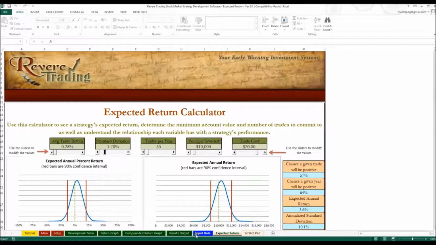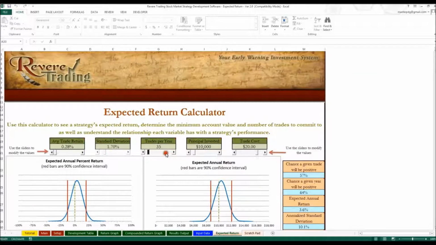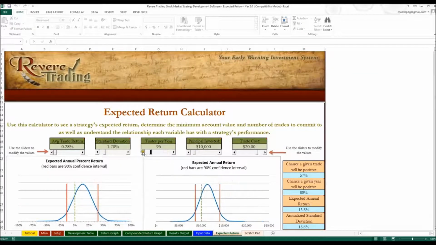Number of trades per year. Here it shows 7.8 trades per month. So if we multiply that by 12, we'll get 94 trades per year. So we can change that here. The next one is how much principal we plan to invest. In this case, I have $10,000 selected.